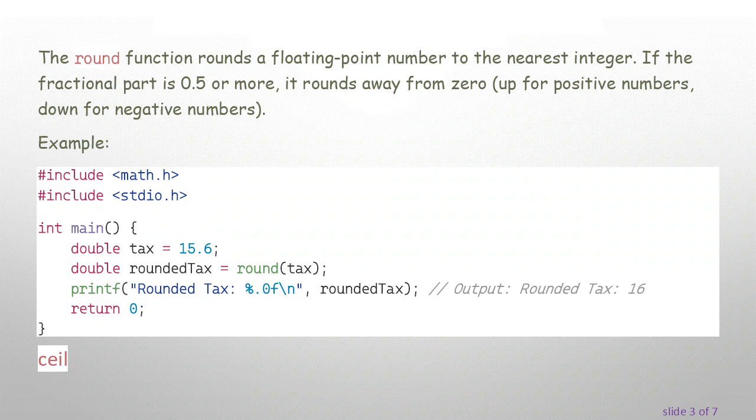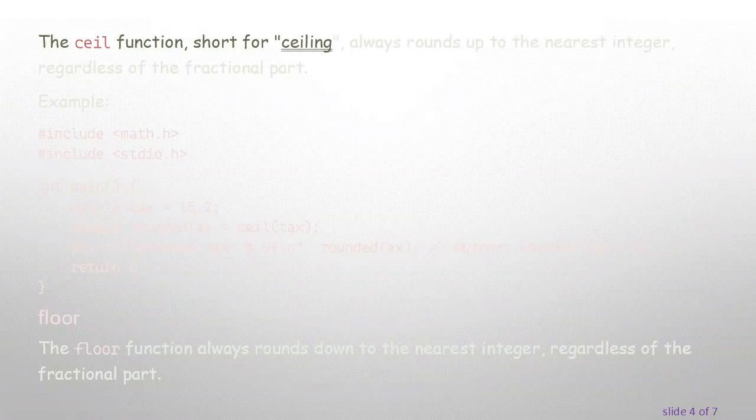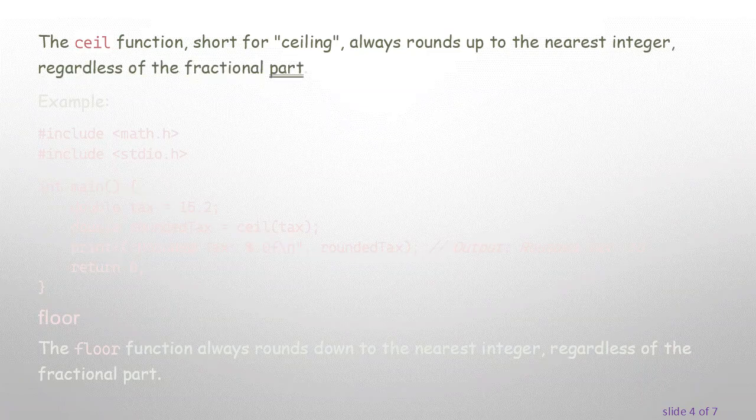Ceil. The ceil function, short for ceiling, always rounds up to the nearest integer, regardless of the fractional part. Example.